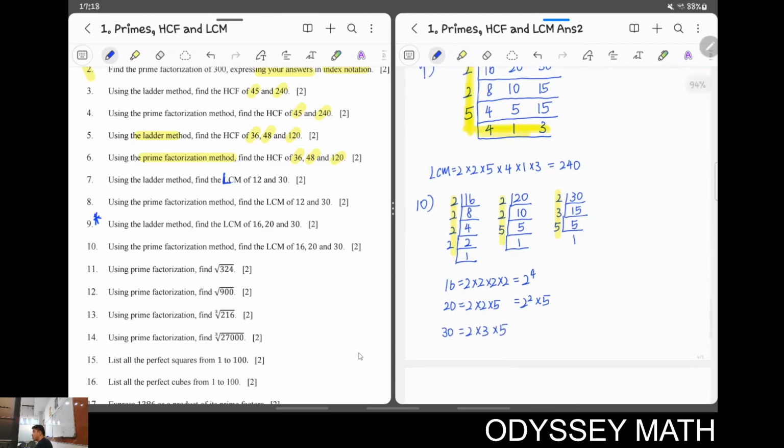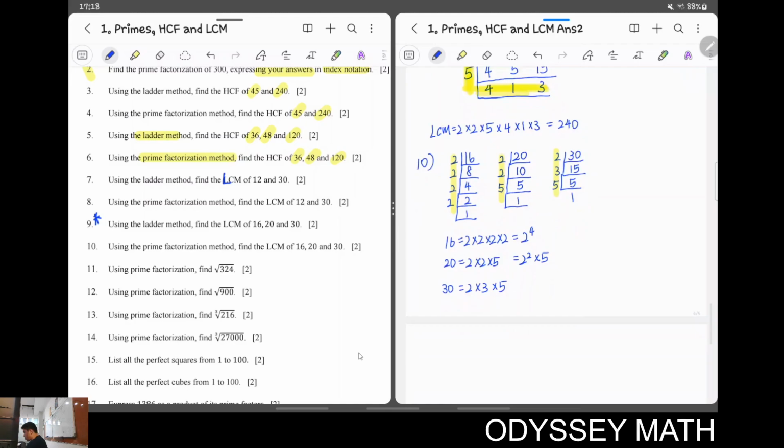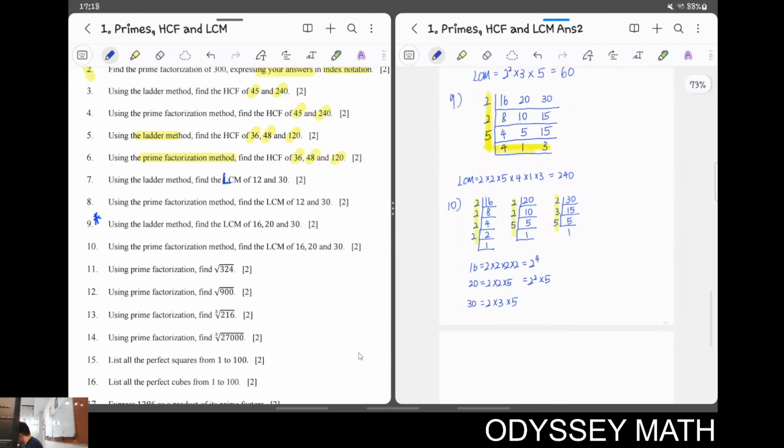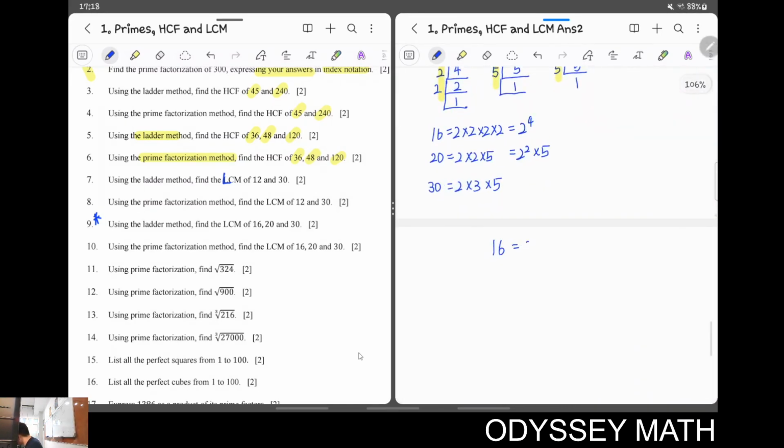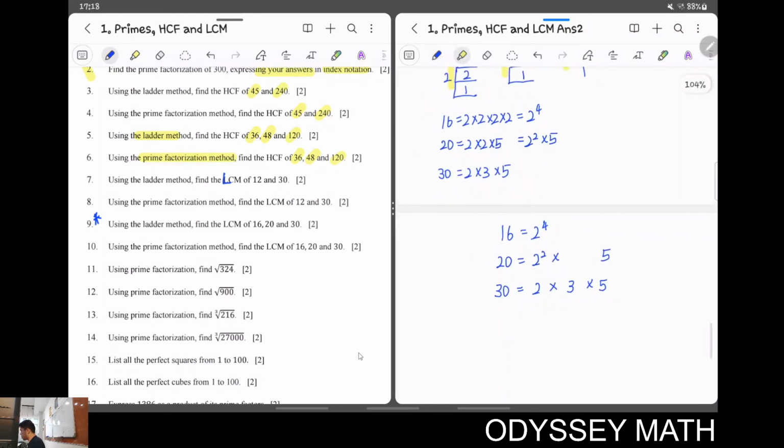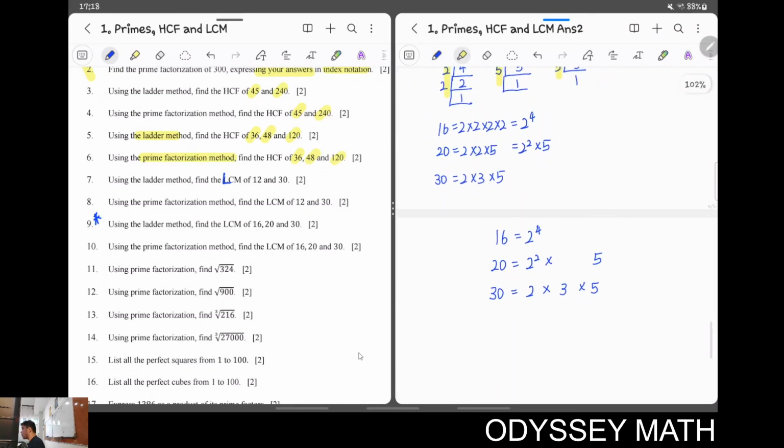Now we're going to align all their base vertically. Okay, so that will be 16 equals to 2 to the power of 4. 20 equals to 2 to the power of 2 times 5. And 30 equals to 2 times 3 times 5. Okay, we're going to align their bases vertically. Okay, now once you align their bases vertically, right?